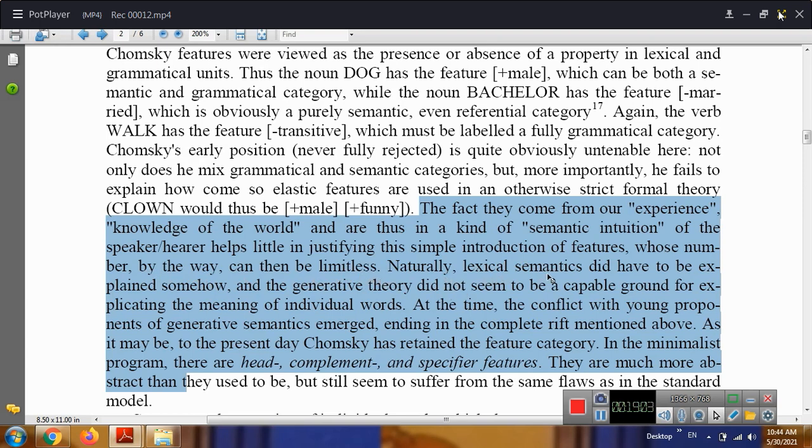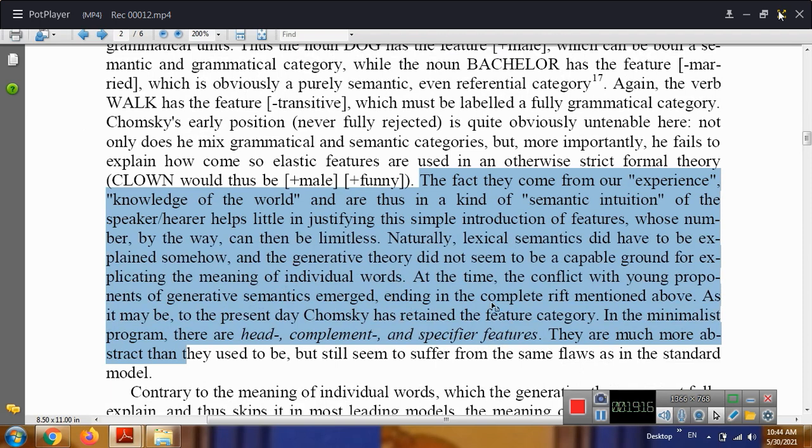Naturally, lexical semantics did have to be explained somehow, and the generative theory didn't seem to be capable ground for explicating the meaning of individual words. At the time, the conflict with young proponents of generative semantics emerged, ending in the complete rift mentioned above. As it may be, to the present day, Chomsky has retained the feature category. In the minimalist program, there are head, complement, and specifier features.